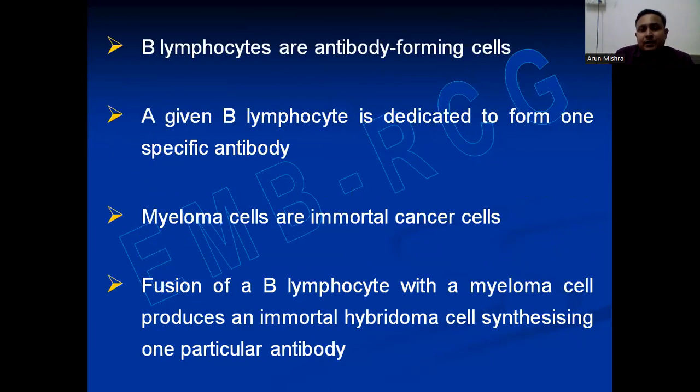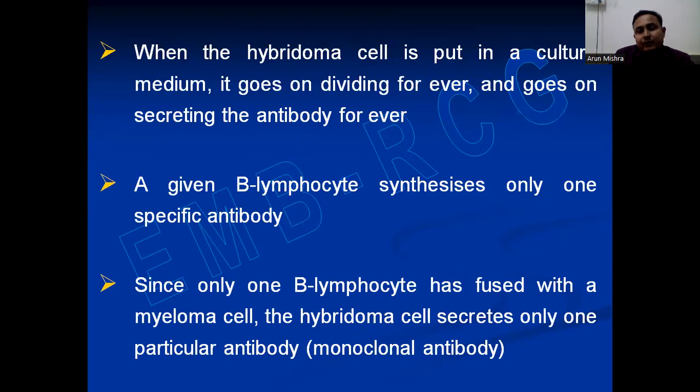B lymphocytes are antibody forming cells. A given B lymphocyte is dedicated to form one specific antibody. Myeloma cells are immortal cancer cells. Fusion of a B lymphocyte with a myeloma cell produces immortal hybridoma cells, synthesizing one particular antibody. When the hybridoma cell is put in a culture medium, it goes on dividing forever and goes on secreting the antibody forever.